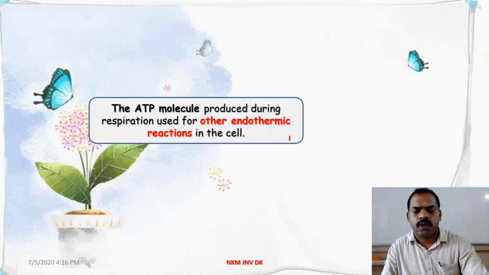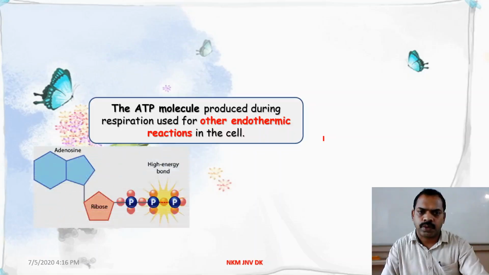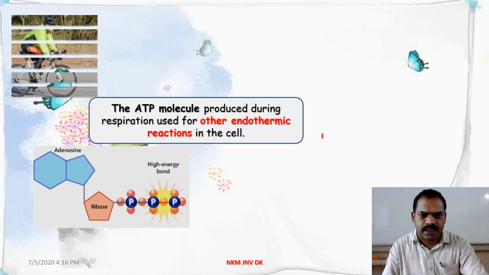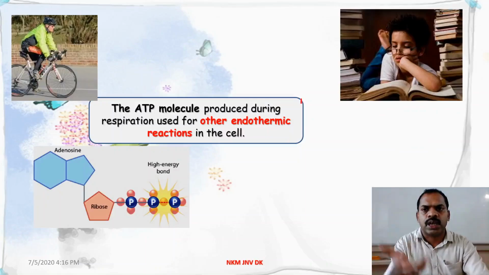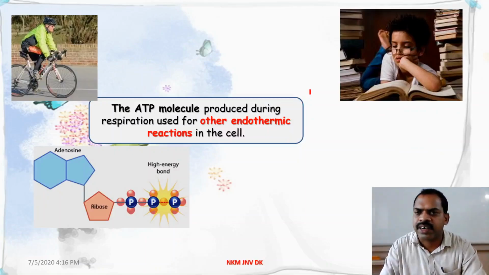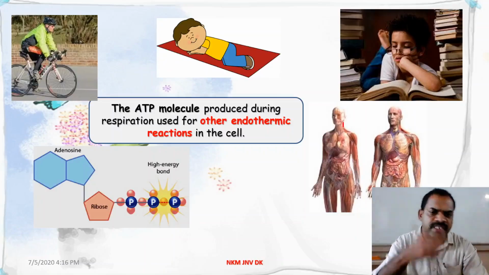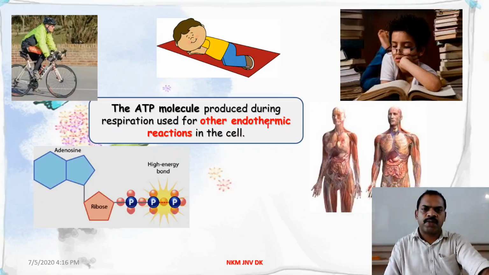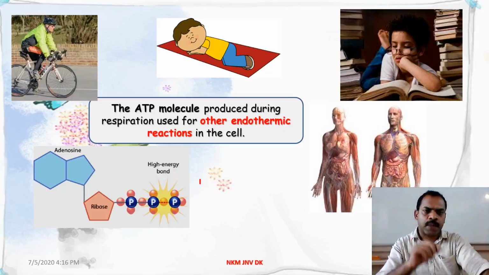Okay. So what will we do with these ATP molecules? We are using them for other endothermic reactions. Whatever other reactions or activities are happening in our body, we are using that. Even to just lie down and read something, we have to use a lot of energy. All our body systems need energy. Even for sleeping, we need energy. For all that, we use energy produced by the process of respiration. So this is cellular respiration. Respiration happens at the cellular level.